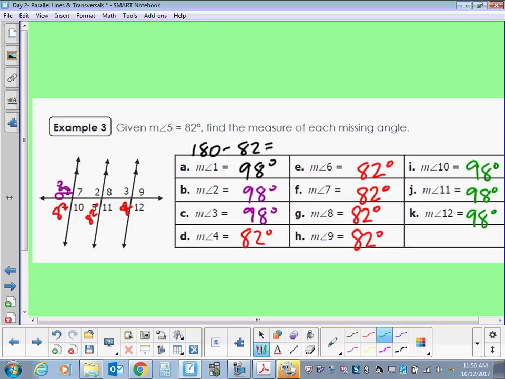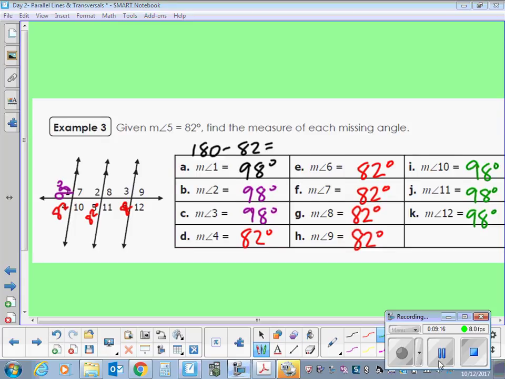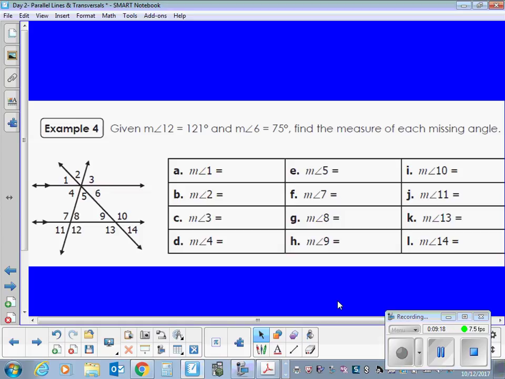Alright, I want you guys to do examples 4 and 5. Let's get number 4 really quick. Let's see what you guys have. It says, given the angle measure 12 is 121.